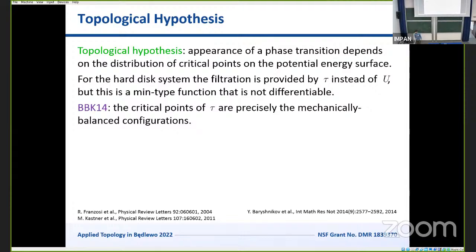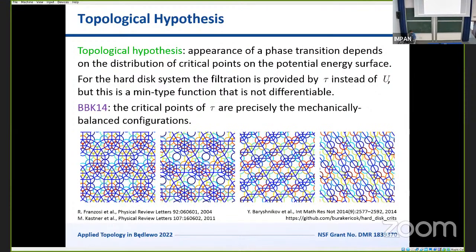These are mechanically balanced configurations. So what are mechanically balanced configurations? These are them. And actually we have about 1 million, give or take a factor of two, of these kinds of points for various numbers of hard disks. If you're interested in these, we've got them publicly available. I would love somebody to use this data because we spent years collecting this data and we just don't know what to do with it. So if you want to take a look at these.